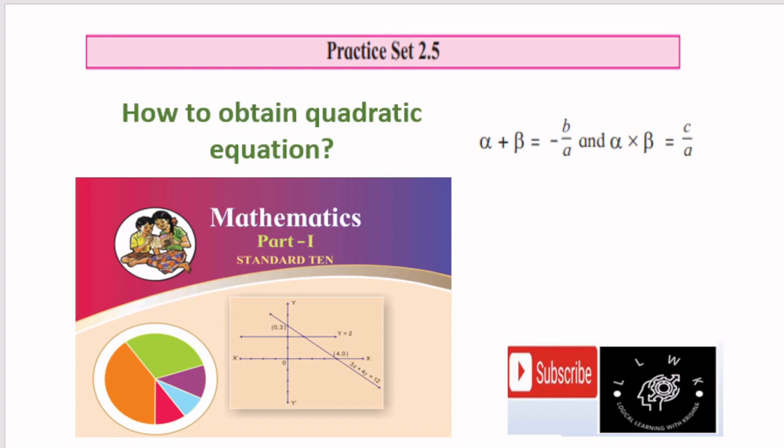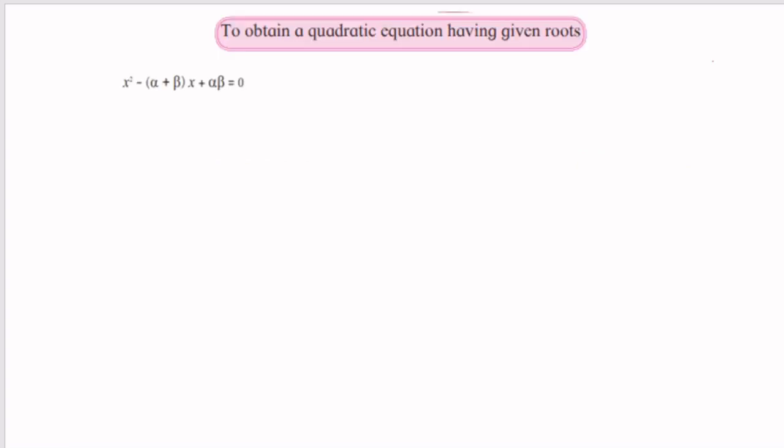In this particular session, we will learn how to obtain a quadratic equation from roots. What does it mean? It means the roots of the equation are already given, and using those roots, we have to find the quadratic equation. How to find the quadratic equation? There's a formula: x² − (α + β)x + αβ = 0.